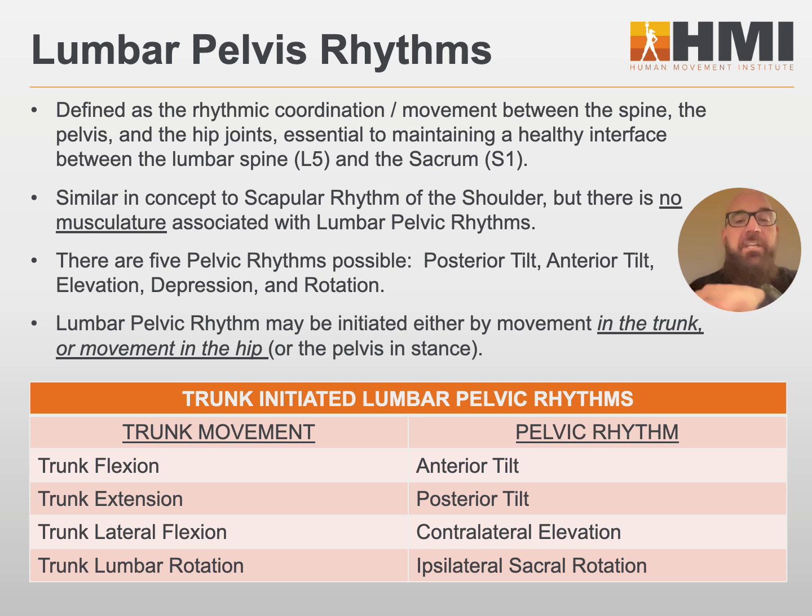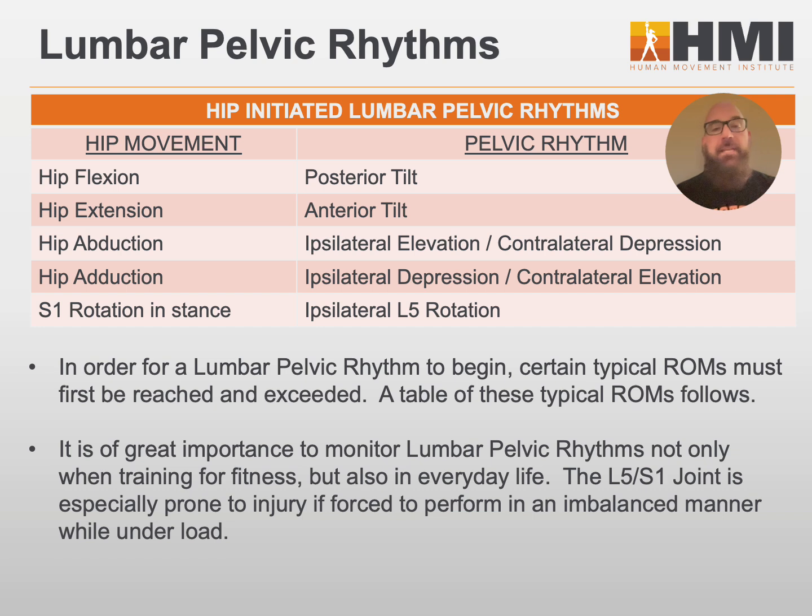Now, this is trunk-initiated lumbar pelvic rhythm. So everything that happens with the upper body. Now, what happens if it's the lower body or the hip doing the movement? So when we get into hip flexion, let's imagine I'm hanging, and I raise my legs up as high as I can, to the point where I start to bring my knees up towards my chest.